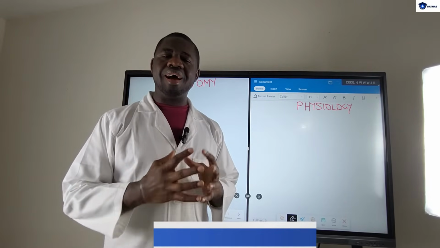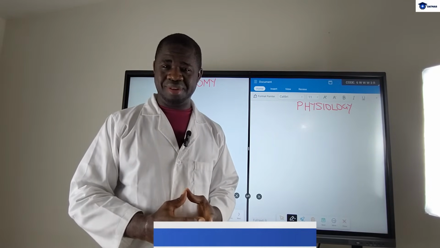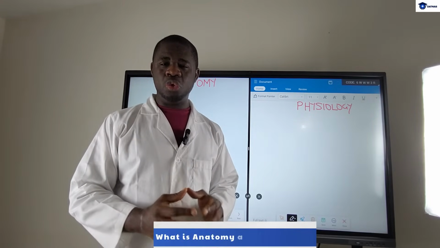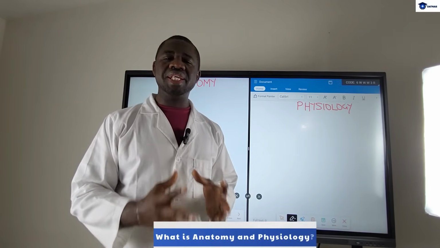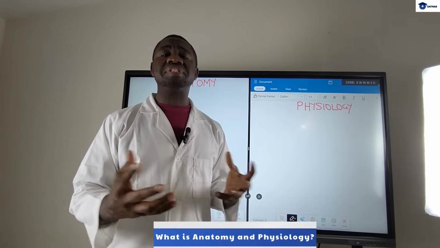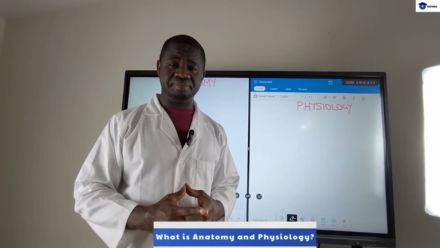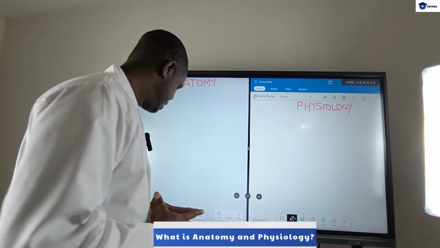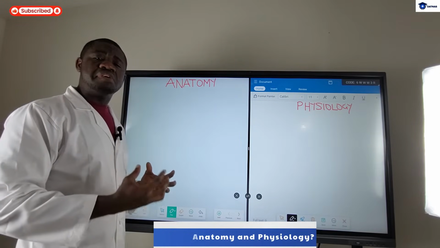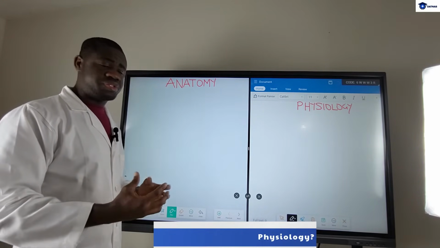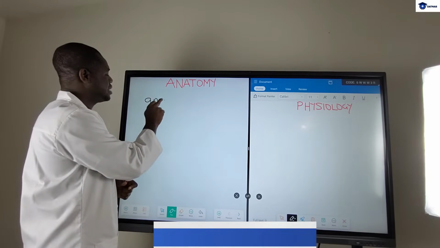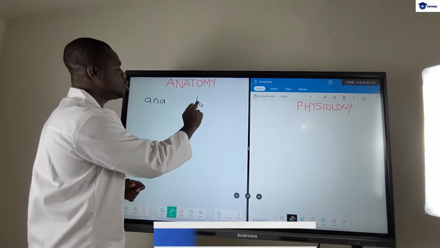What is anatomy? What is physiology? We should know that these two terms are derived from Greek words. Anatomy is derived from two Greek words, which are ana and tomia.